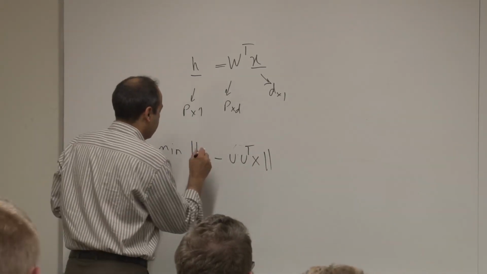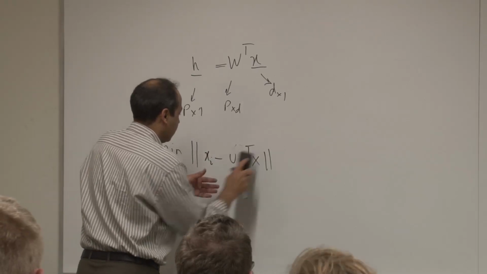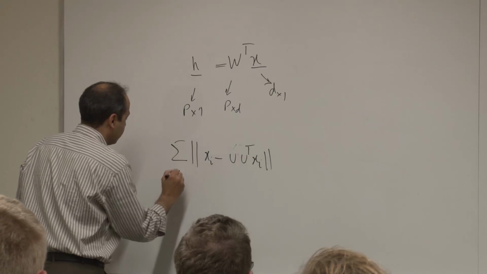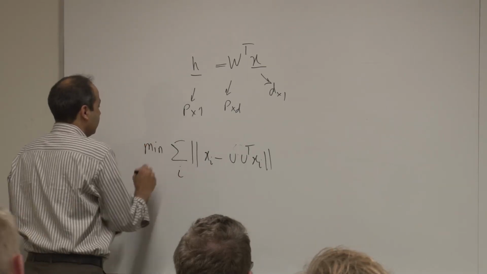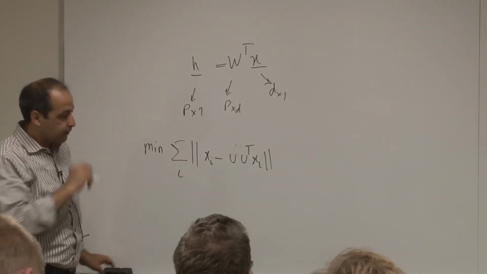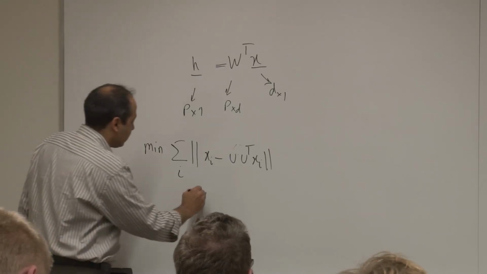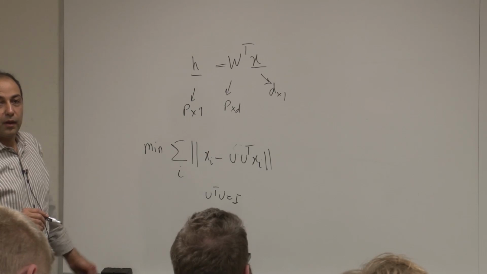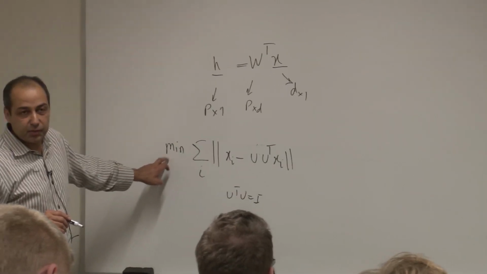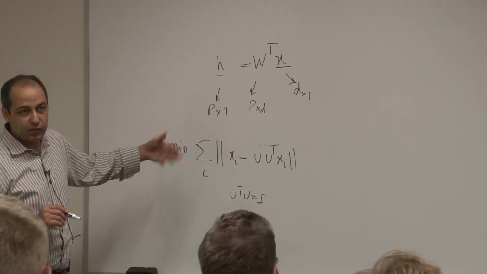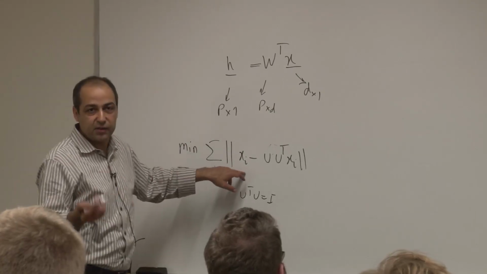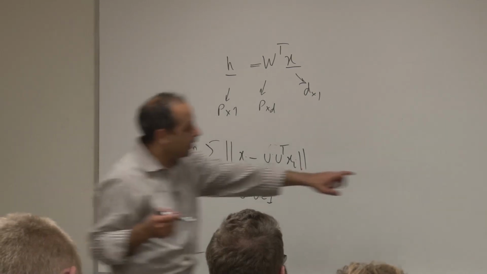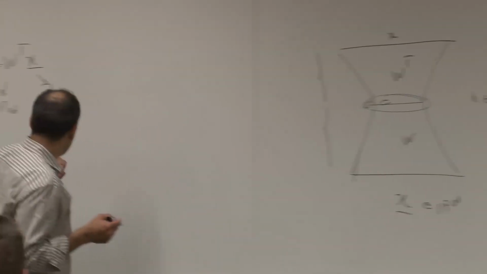Let me write it this way. It's x_i, summation over i, and I would like to minimize it this way, subject to the constraint that U transpose U is identity. If you try to solve this optimization problem, the solution is the eigenvectors of the covariance matrix if X is centered. Okay? So compared with this structure, that's exactly what's happening.